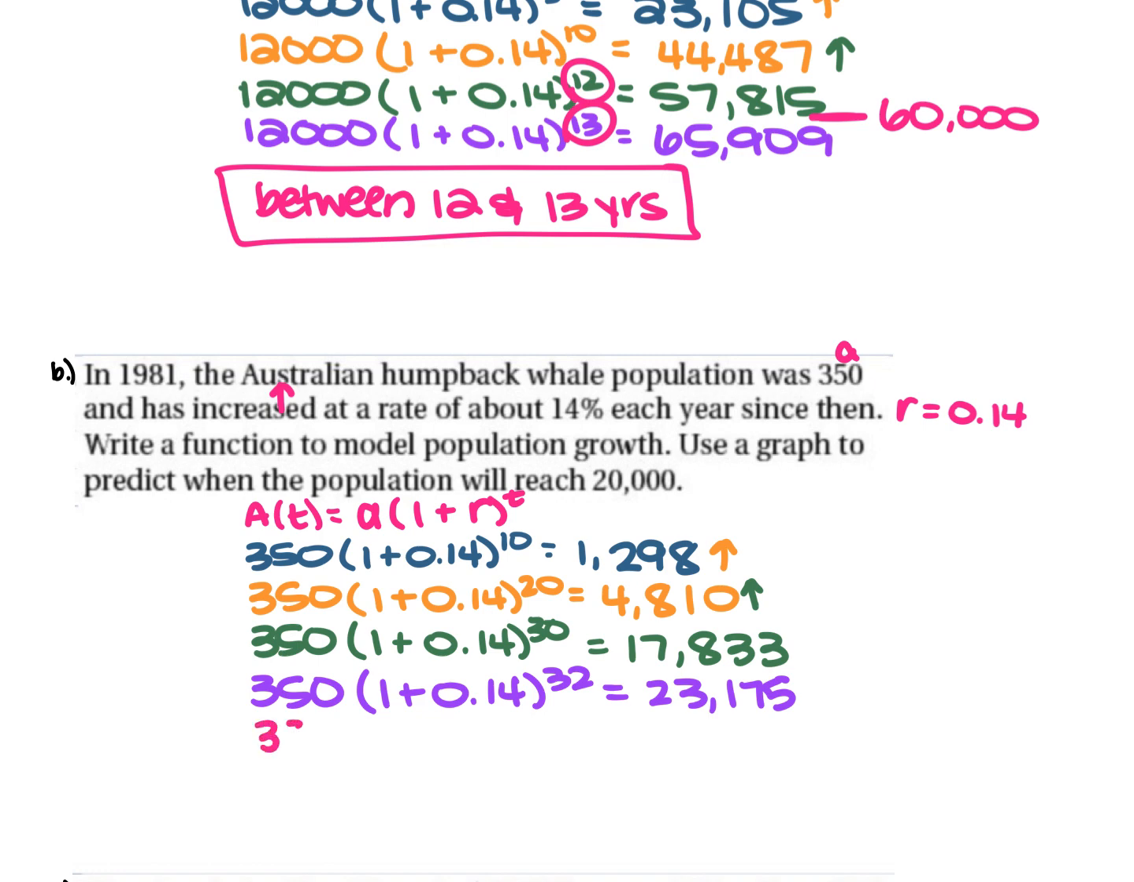So we're going to do 350 times 1 plus 0.14 to the power of 31. And that gives us 20,329. So if you look here, that 20,329 is still greater than the 20,000. So we want to go between 30 and 31 years.